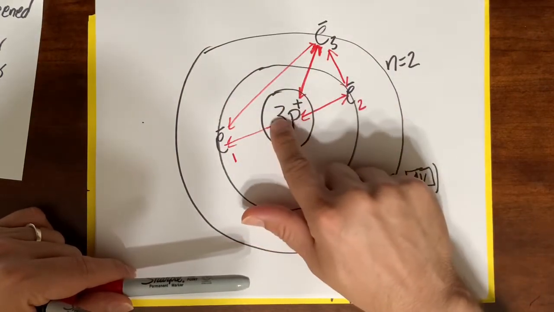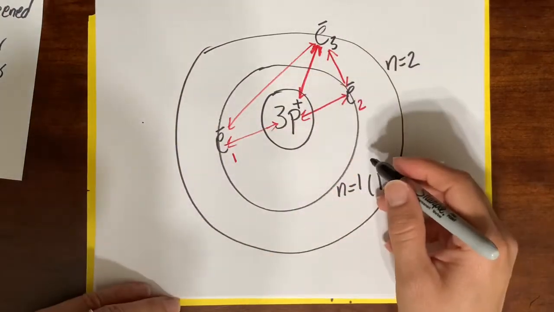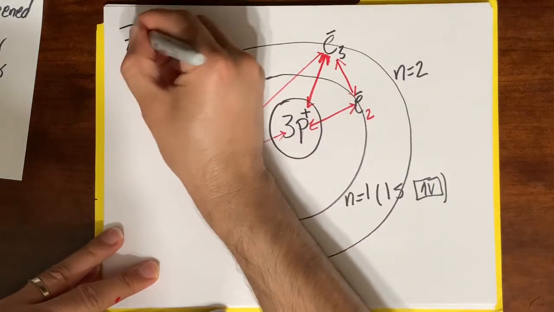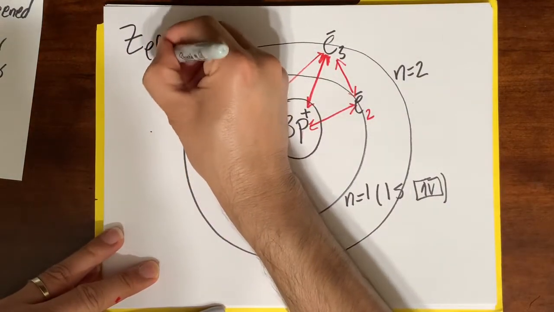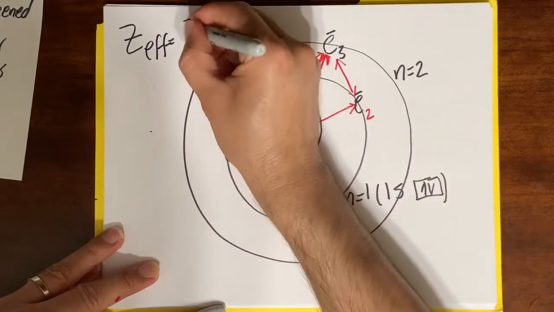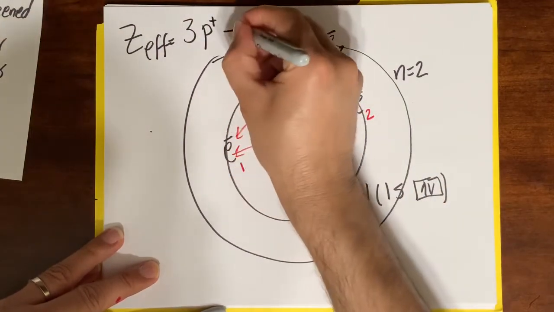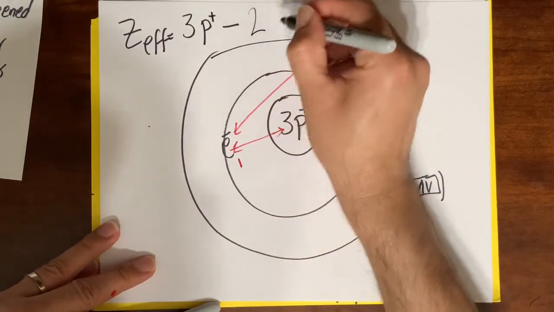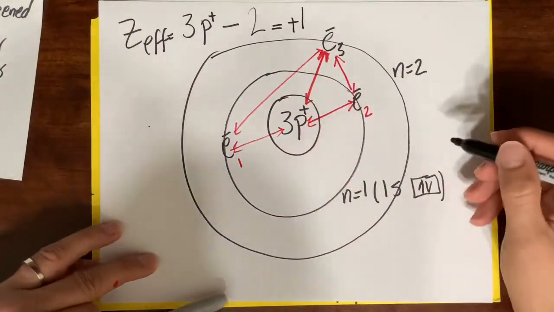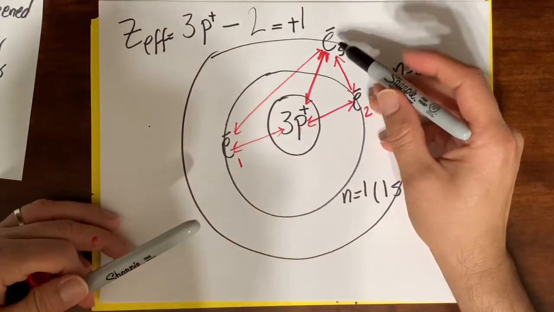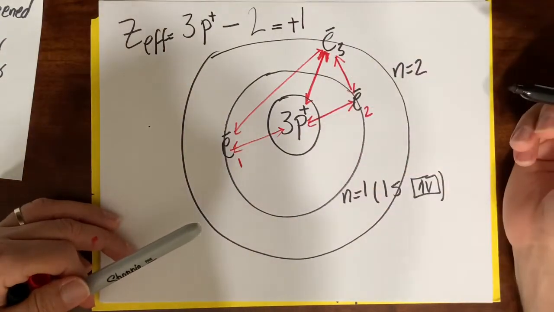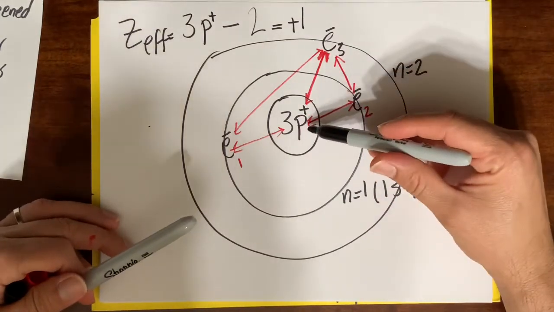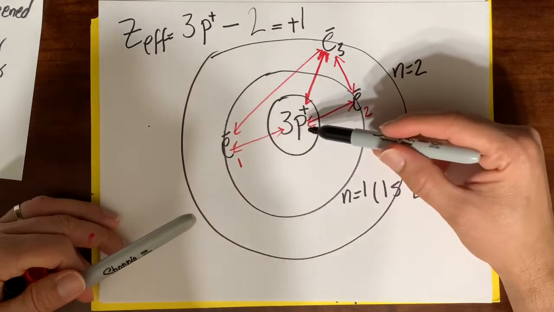We have 2 of them, so I can say the effective nuclear charge in this case is going to be equal to number of protons, 3 protons, minus number of shielding electrons. I have 2 inner electrons, so I say 2. It's going to be plus 1. So the third electron is going to see only 1 proton, sorry, 1 positive charge. It is not going to see the entire number of protons.